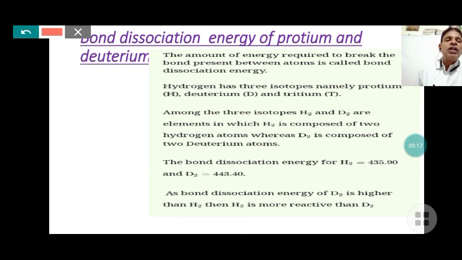because less energy is required to break the bond in diprotium, that is dihydrogen, which is very small compared to the bond between the deuterium atoms. That's why the rate of reaction differs due to the bond dissociation energy of protium and deuterium.